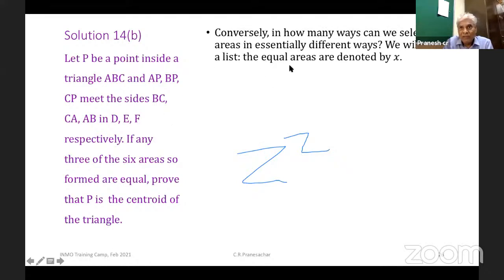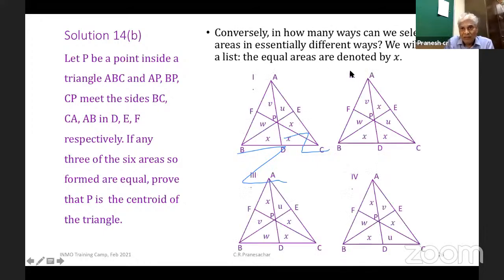In order to answer this, we are looking at the converse part. In how many essentially different ways can we choose 3 areas? So we make a list. There are 4 different ways you can choose 3 areas. Here you see that these 3 are adjacent. All the equal areas are denoted by X. So all these 3 areas are equal, and the other 3 areas are denoted by U, V, W. So this is one way.